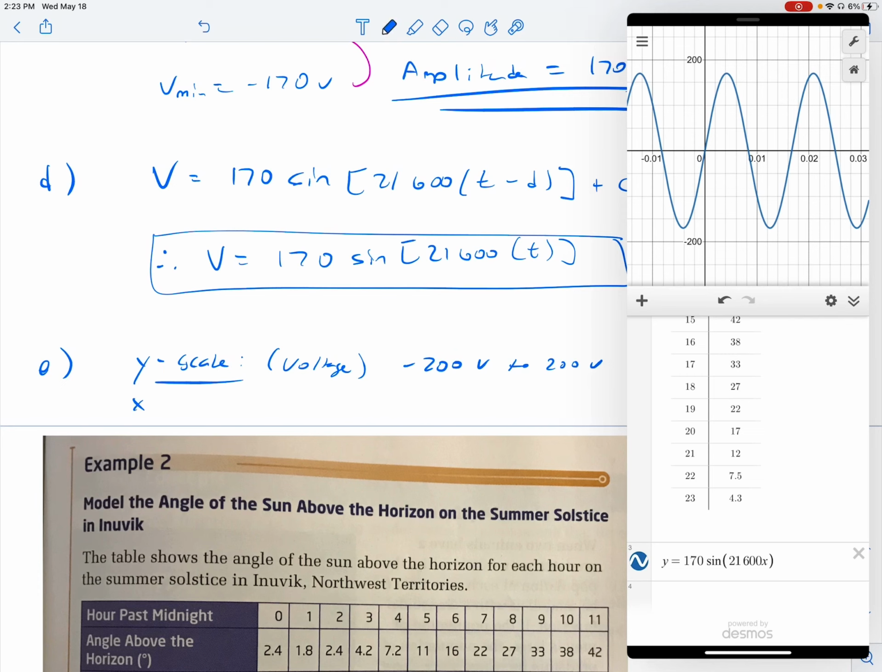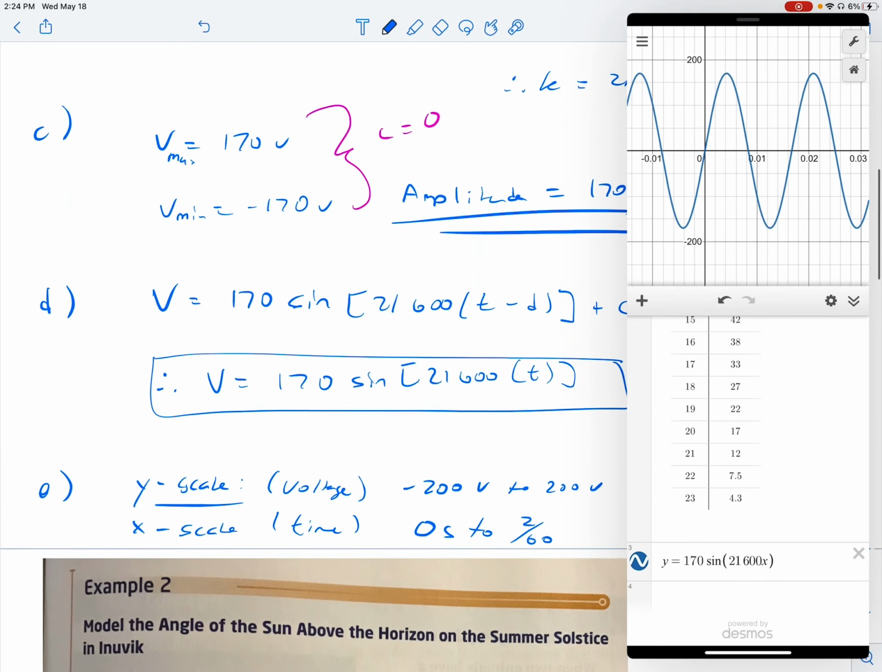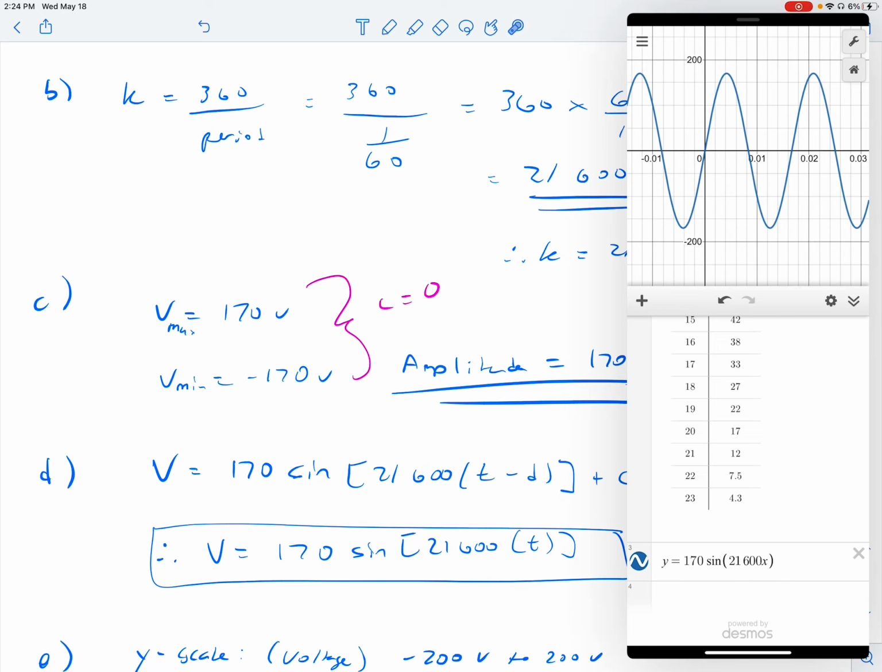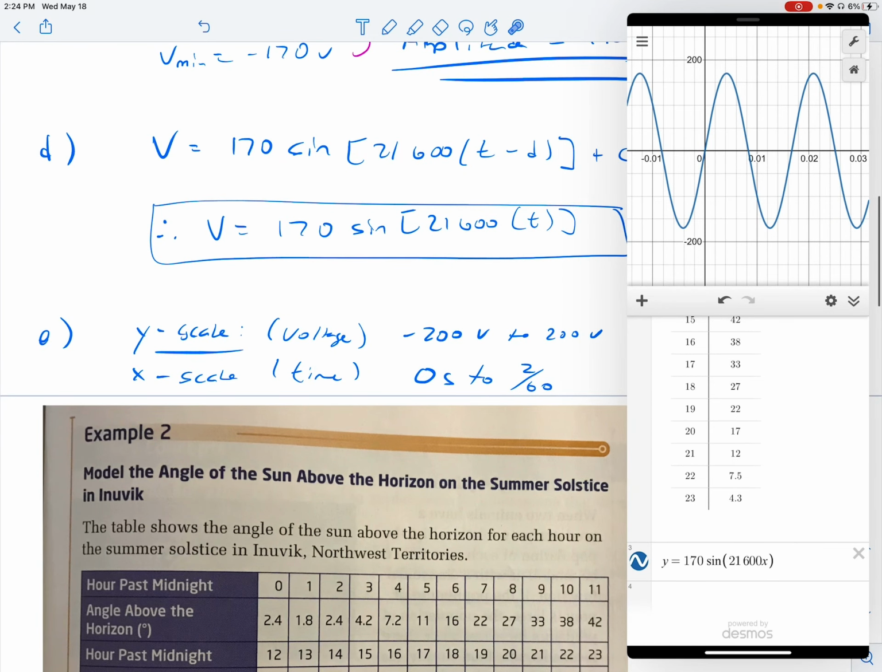And then the x scale, if we want to see 2 full cycles, so this is time, we could probably go from 0 seconds, and to get 2 cycles, we would have 2 over 60, because remember that's 2 times 1 over 60, that was the period, 1 over 60. So if you have 2 cycles, adding those up, you get 2 over 60, which actually simplifies to 1 over 30. So we want to go from 0 to 1 over 30 seconds.